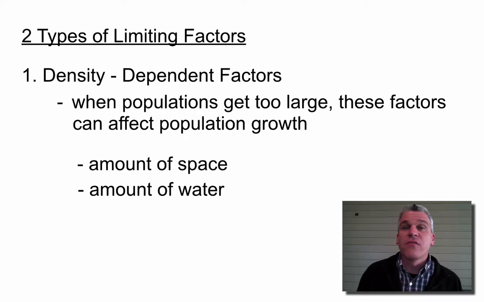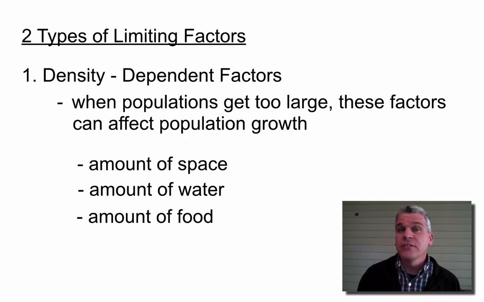We take a look at the amount of water that's available. Certainly all organisms need to have water. If you live in an area that doesn't get much moisture, you might not be able to support a large population. We look at how much food is available. If there's not enough plants for there to support a large herbivore population, that herbivore population is going to be a little bit smaller, which also then means that if you have fewer herbivores, you're going to have fewer carnivores as well.